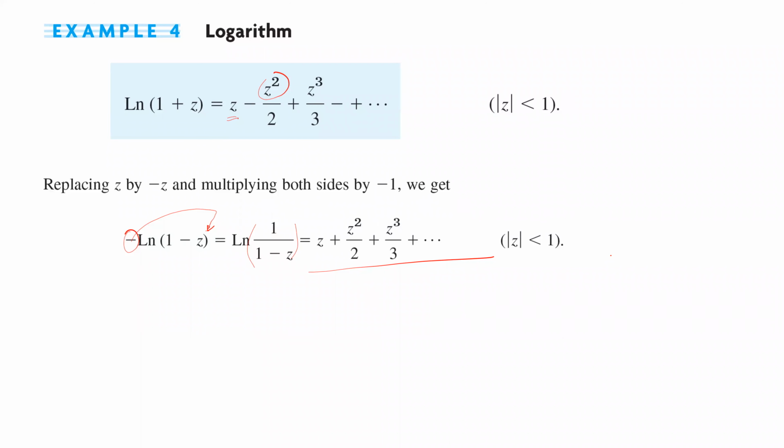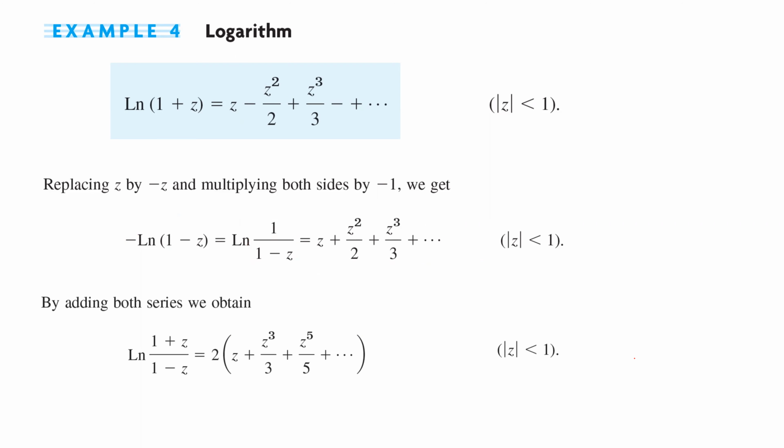And then if you add these two together, then you get ln of (1 plus z) over (1 minus z), which becomes twice only the odd powers, because the even powers cancel out. You see, this is z squared over 2, and -z squared over 2 goes away. And powers of 4 also go away, powers of 6 go away. Only the odd powers remain, right?